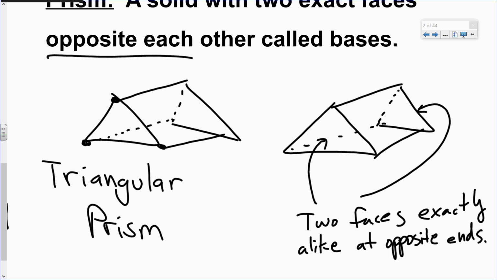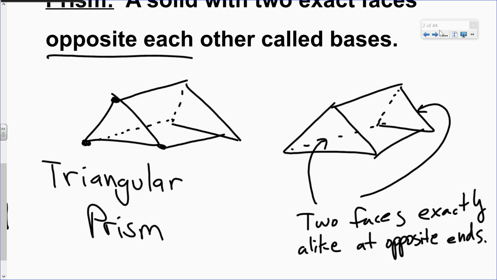There's a triangle in the front end, triangle in the back end. They're at opposite ends. That's what makes it a prism. Okay? World of prisms. That's it. Let's draw one more.